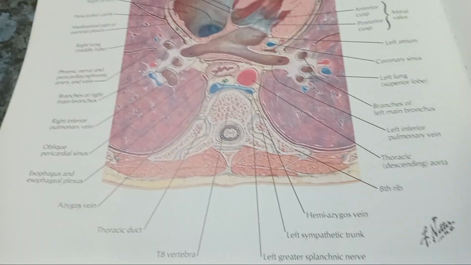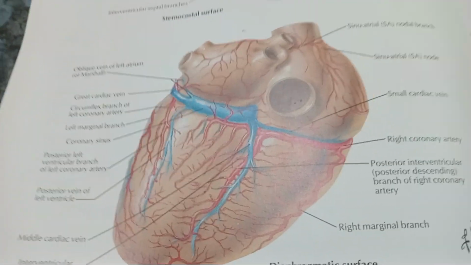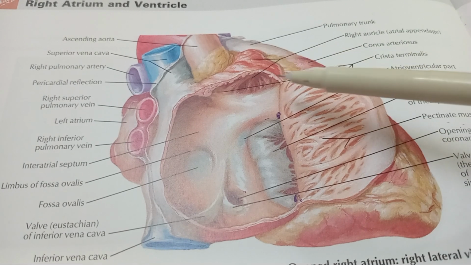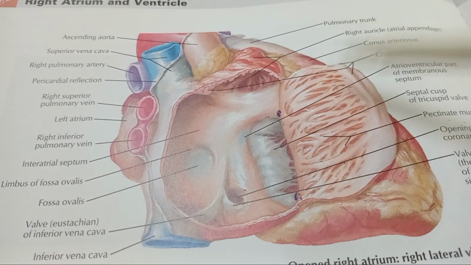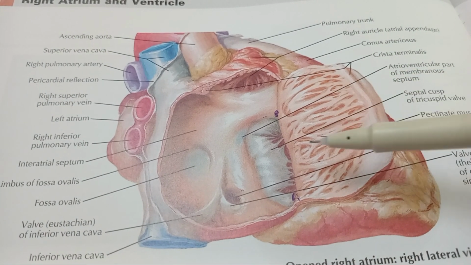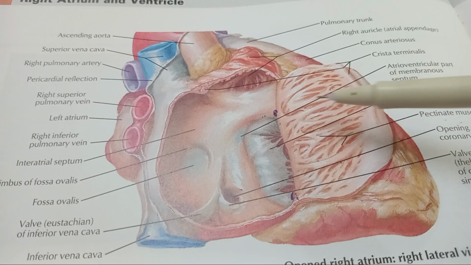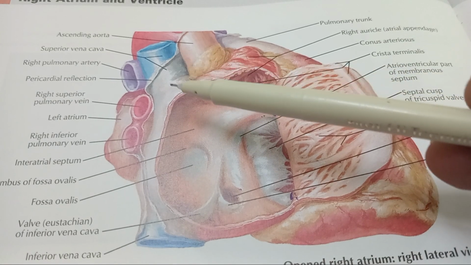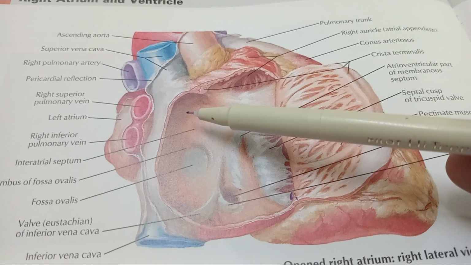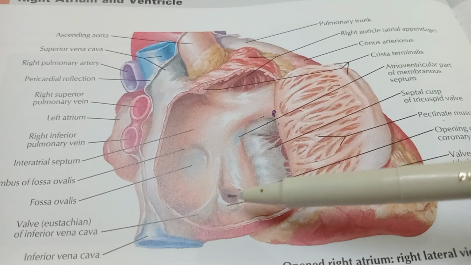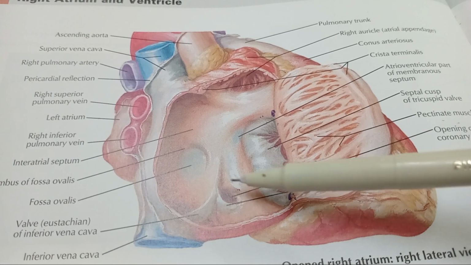If we open the right atrium, the right atrium has an appendage called the right auricle. This is the right auricle. The right atrium has been opened to see its muscles. Its muscles are like a comb, so these are called pectinate muscles. There are openings of three veins: the superior vena cava from above, the inferior vena cava from below, and the coronary sinus, which is carrying the blood from the heart.